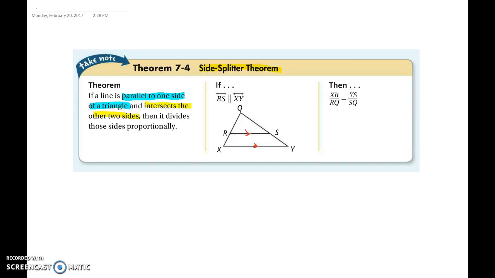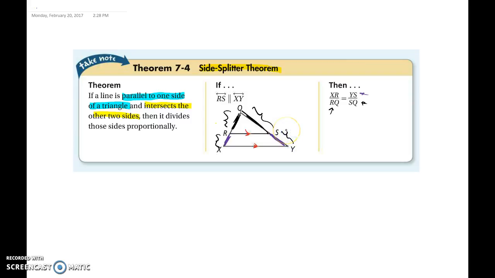When we do this, remember, it's all about consistency. You can actually set this up in a few different ways. But here, we did XR over QR. Since we did this bottom portion over the top portion, we need to stay consistent in our other ratio. That means it would have to be the bottom portion SY over the top portion QS. Now, this isn't the only way you can do it. You can set it up any way you want, but just know that it creates a proportion. So we can set up two ratios that are equal to each other like we did here.